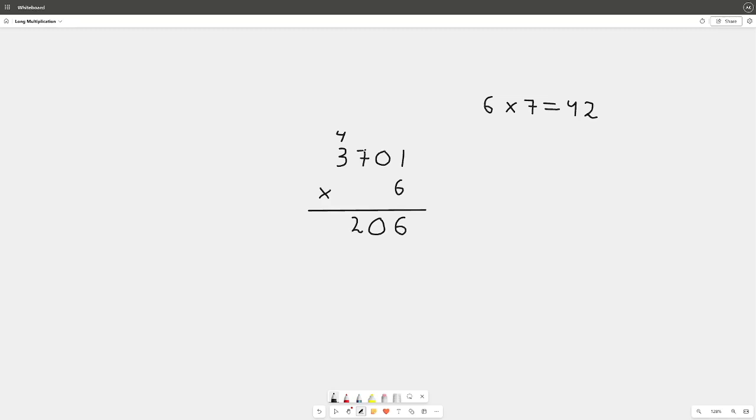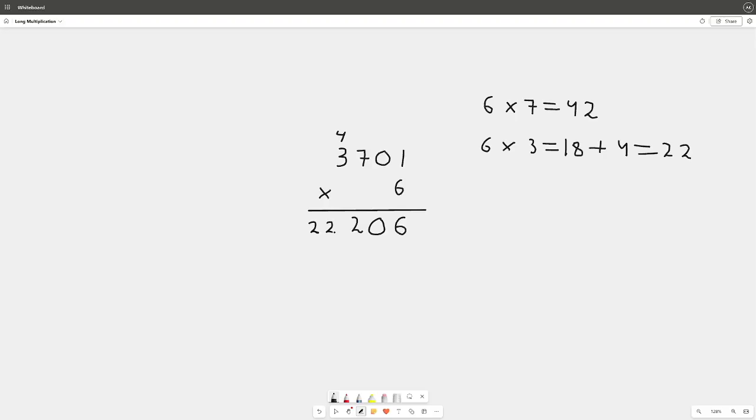And now we're on the last step. 6 times 3. Well, what is 6 times 3? That gives us 18, right? But don't forget, there's a 4 on top of it. So we have to add that 4. And that's going to give us 22. So that is it. So we're going to write a 22.